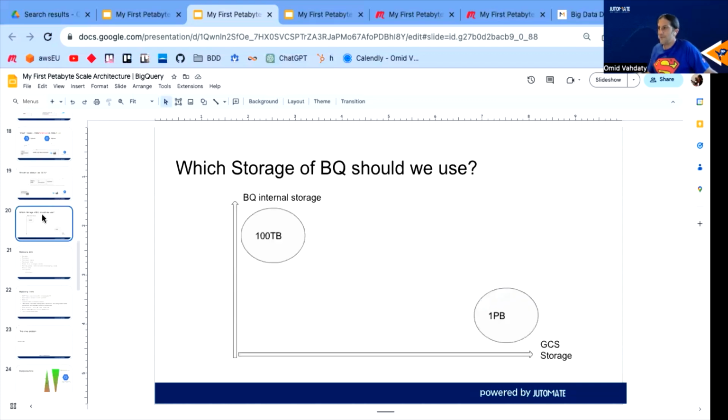In theory, you should ask yourself another question. Wait a minute. In BigQuery, there are two options, internal storage and external storage. So, if I'm using external storage, naturally, I need to decide whether I compress or not, because I'm using GCS, right?